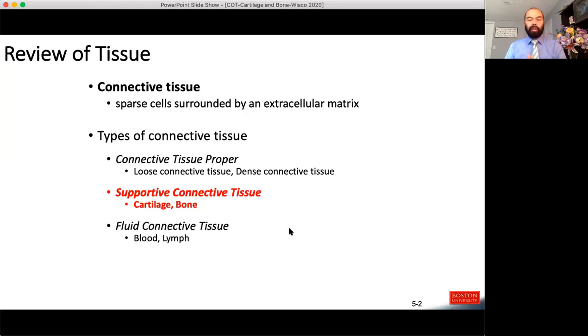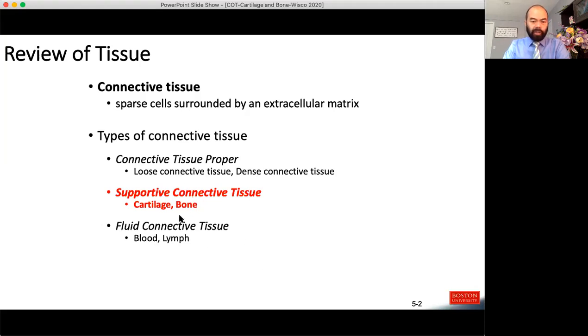And remember that we looked at the relative ratio of cells to fibers in these 2 types of subclassifications of connective tissue proper. You also looked at blood connective tissue, and you've seen blood cells quite a bit now. You might think, well, why is blood part of connective tissue? Remember that it is derived from the mesenchymal stem cell, just like the fibroblast.